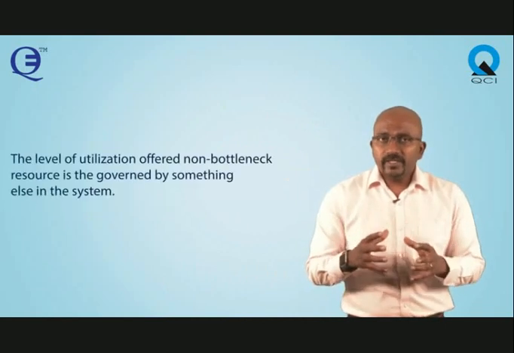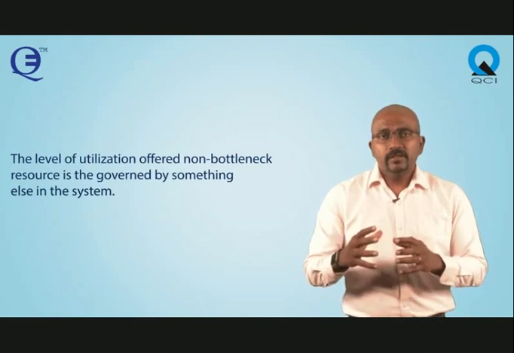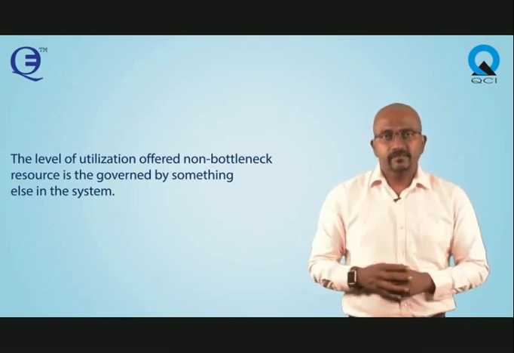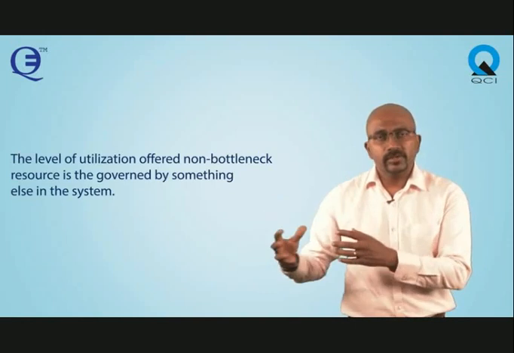That means if in our operational policies we treat the constraints and the non-constraints in the same way, we are committing the second biggest blunder of operations management. Because the golden rule of production scheduling says that the level of utilization of a non-bottleneck resource is governed by something else in the system. That means it is governed by the utilization of a bottleneck resource.